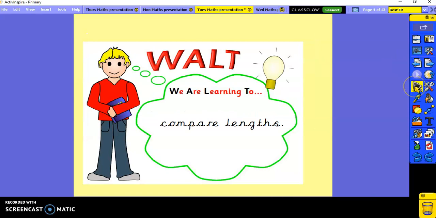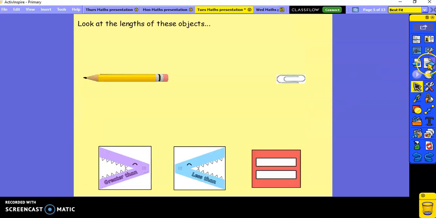Okay, so today we are learning to compare lengths. So I've got 2 objects here. I've got a pencil and a paperclip. Have a look at the 2 objects and look at how long they are. Which sign would we need in between the 2 objects?